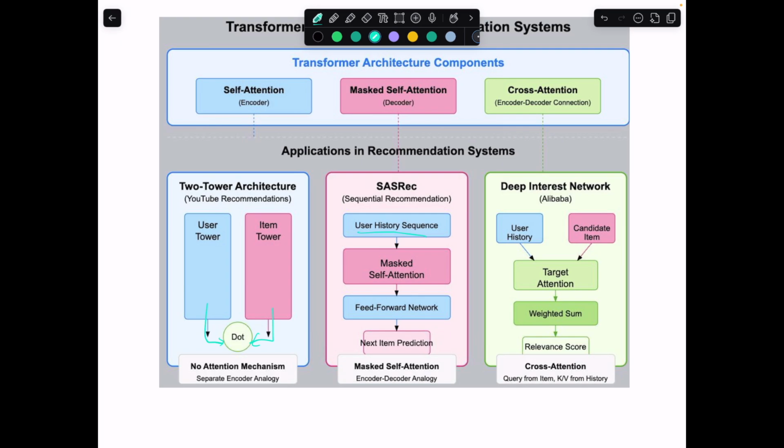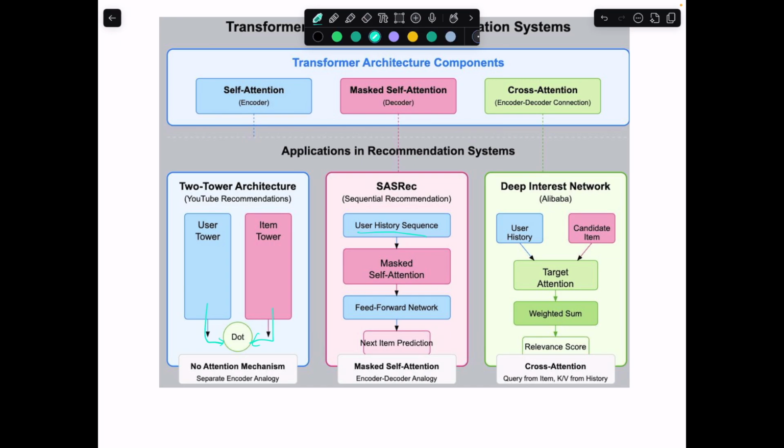The second example is sequential recommendation. In sequential recommendation, we treat user history as the input sequence and future interactions as the output sequence. The classic example here is from the paper Self-Attentive Sequential Recommendation, also called SASRec. This is an application of the encoder and decoder architecture from transformers.